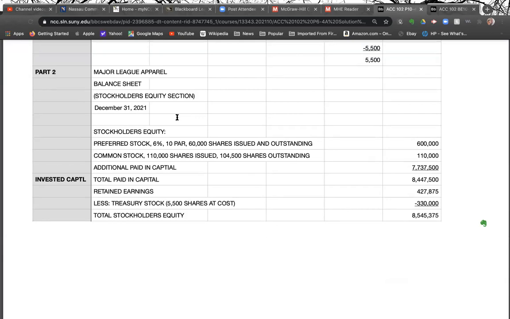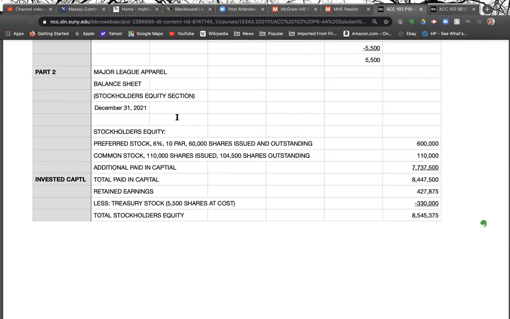Now, again, I don't know how much detail they want you to give when you're doing the problems on Connect. They just may say preferred stock, and they don't tell you the rest of the things, right? But I'm doing this in such a way that you actually learn something from doing it. You're not just trying to fill out boxes.